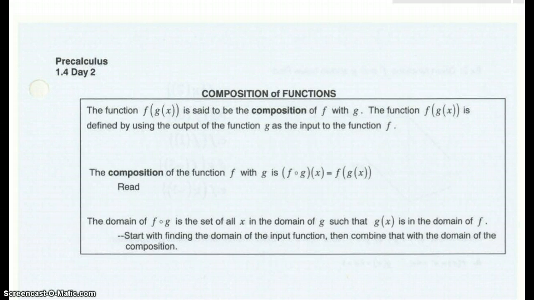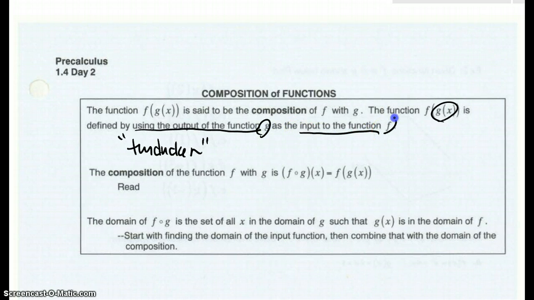Yesterday we had adding, subtracting, multiplying, and dividing functions. Today we learn a completely new operation, or review a completely new operation, called composition. And this is kind of like the turducken of functions, because what happens is you evaluate the interior function first, and then you use the output of the interior function as the input for the exterior function.